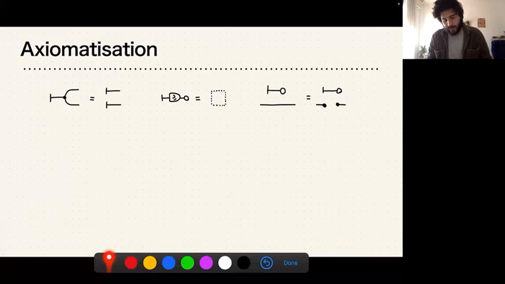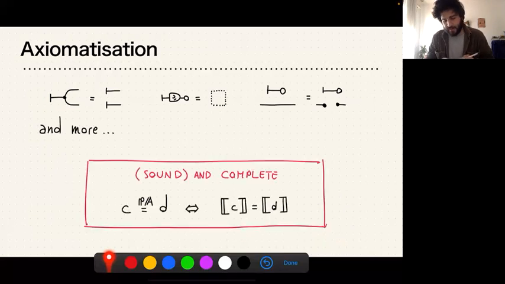Now, I will not talk about the axioms. There are more of them, but the key point is that they are sound and complete with respect to the semantics. So basically it means that whenever we can equate two diagrams in terms of these axioms, then also their semantics in terms of polyhedra is equal and vice versa. So this basically gives us a way to reason about polyhedra in a completely axiomatic and diagrammatic way.